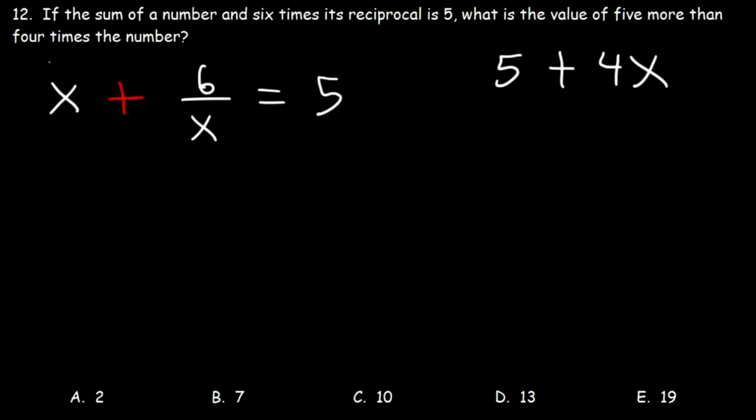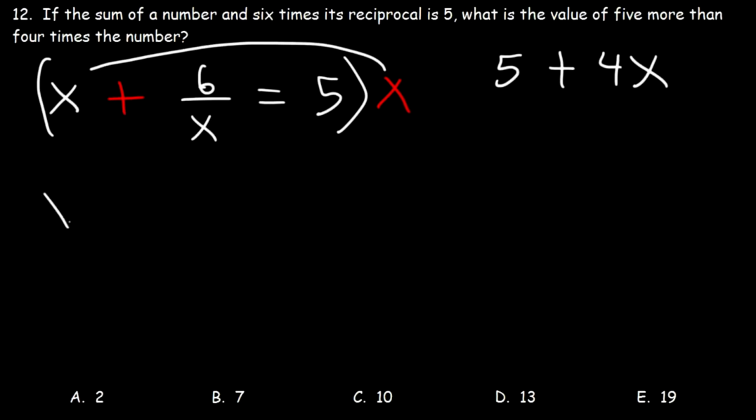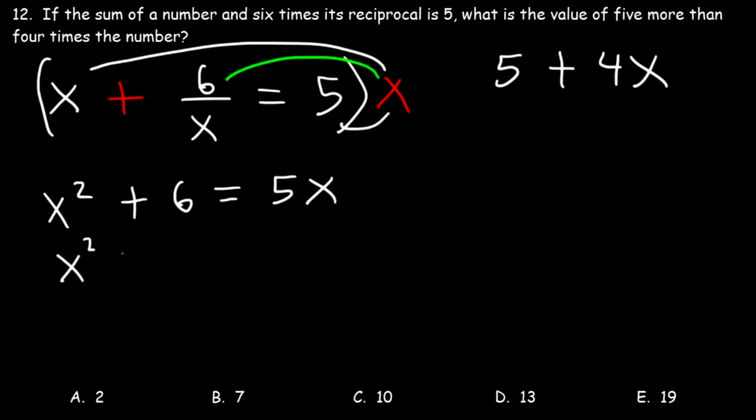What I would recommend is to multiply both sides by x. The purpose is to clear away the fraction. So let's distribute it. X times x is x squared. And then x times 6 over x, we can cancel the x variables, so it's just going to be 6. And finally, 5 times x is 5x. Now let's subtract both sides by 5x. So let's take the 5x from the right side and move it to the left side. So the sign is going to change from positive 5x and it's going to become negative 5x.